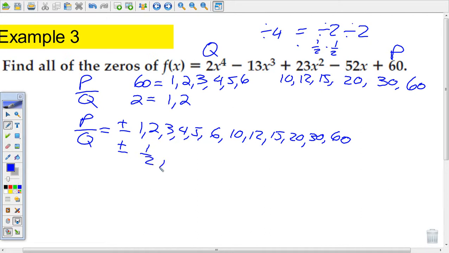So 1/2, 3 halves, 5 halves, 10 halves is 5, which is already on there, 12 halves is 6, which is already on there, 15 halves, 20 halves is 10, which is already on here, 30 halves is 15, and then 60 halves is 10. That's it. That's all there is. Now use the law of sines to narrow down the list even more.